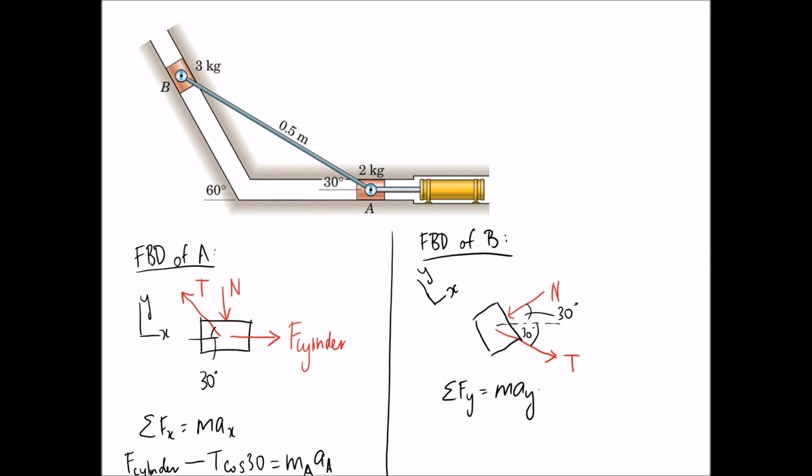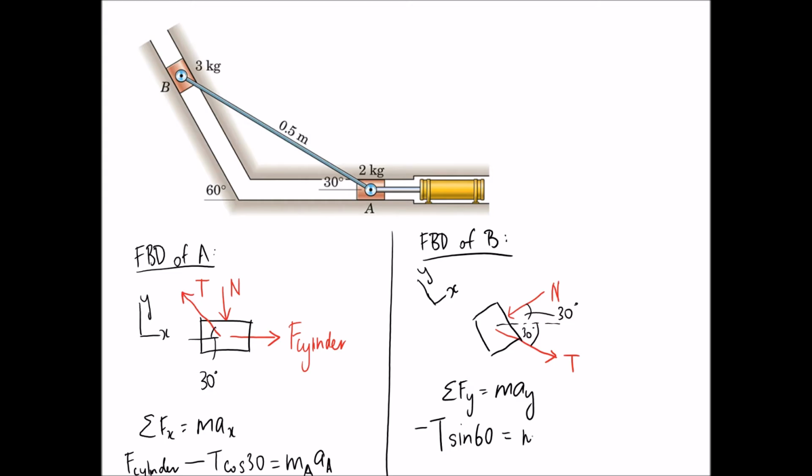So this one only is going to have a y component. This n vector is completely in x. So the y part is going to be negative t, and it's going to be the sine component. And it's going to be sine of 60. I'm going to add the 30 and the 30 together.